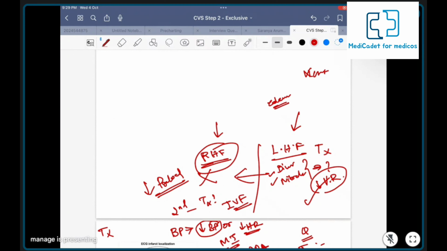But the right heart failure patients, they are preload dependent patients. They need preload to maintain the cardiac output. So in these patients, you should definitely not give diuretics and nitrates. Instead, you give them preload. That is, you give them IV fluids, which will increase the preload.